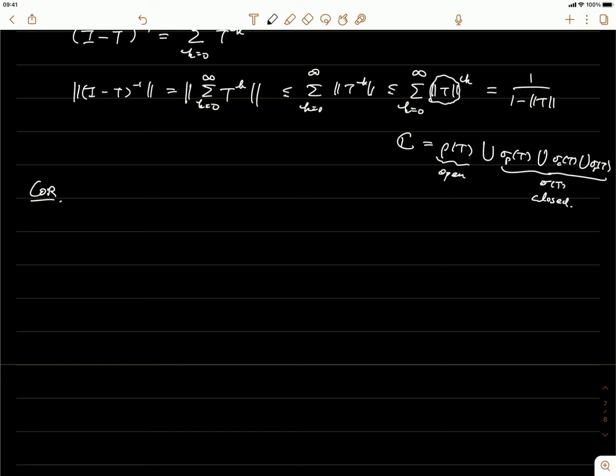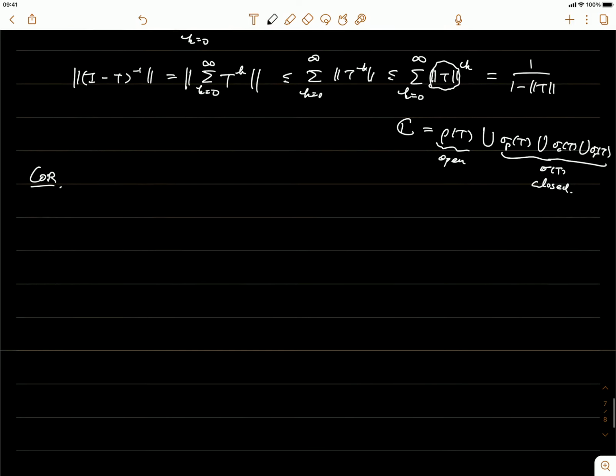But this is how we're going to do it. We're going to study some properties of this decomposition, or some components of this decomposition. So the first one I'm going to give here is that the resolvent is an open set. Again, let X be a Banach space. T is from X to X, which is closed and linear, and we're going to claim that this resolvent set is open in C.